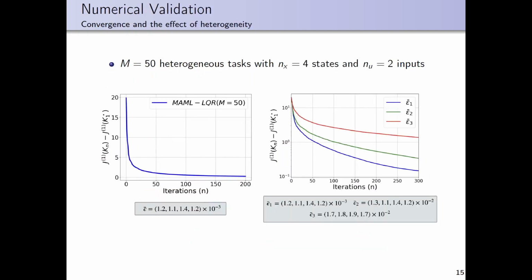Okay. Just to validate our results, here we consider a setting with 50 heterogeneous LQR tasks where each system has 4 states and 2 inputs. Then we report here the gap between the learned controller with respect to the iterations and the task optimal controller, and we see it converges to the task optimal controller, but with a bias, where this bias actually increases when the heterogeneity increases, as predicted in our theory.